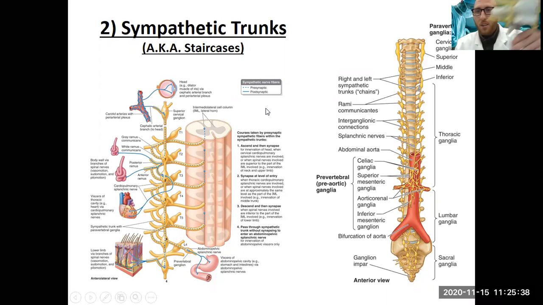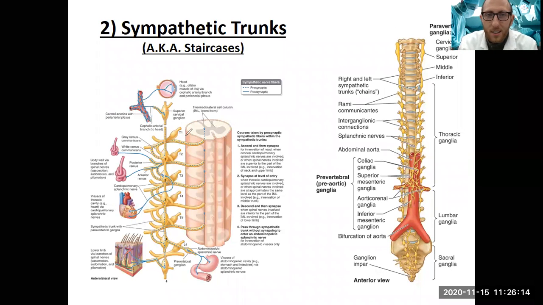So we're looking at this model here. These out here in front, these are the sympathetic trunks. And as we can see here, they are outside of the spinal cord, not within the spinal cord like the spinal tracts were. These are outside, and they almost look like staircases. So much like the elevators are in the middle of the hotel, but the staircases, you've got to kind of search for them, right? You've got to go down the back hallway to get to the staircases. That's what's going on with these sympathetic trunks.